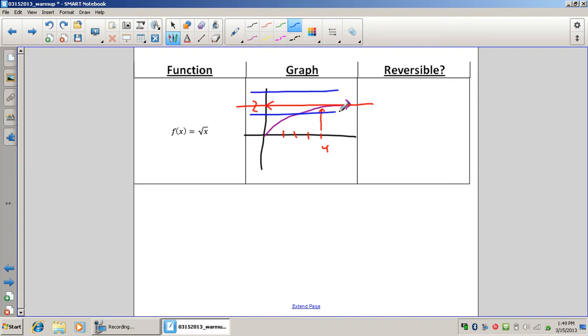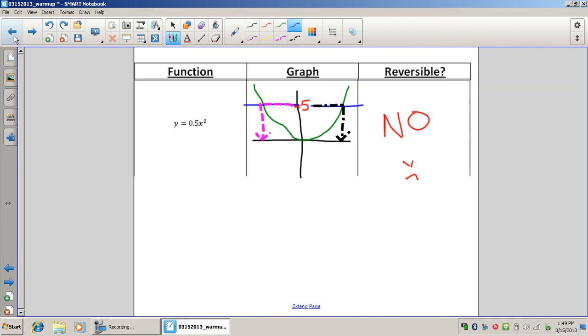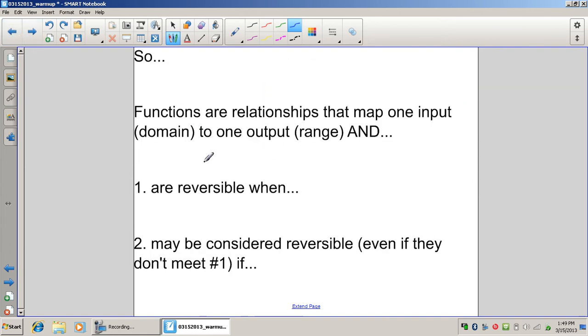So now we've looked at a few examples. We needed to come up with a rule to say functions are reversible when... From what we've seen with these graphs, if for every input there's only one output, then we know it's a function. Not necessarily reversible, though. It is a function, but if for every one output there's only one input, or in this case one to one, then it is reversible.